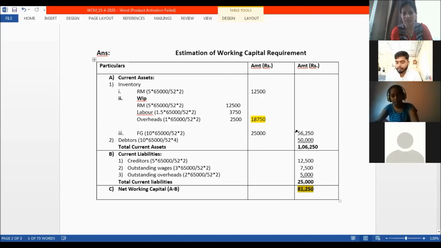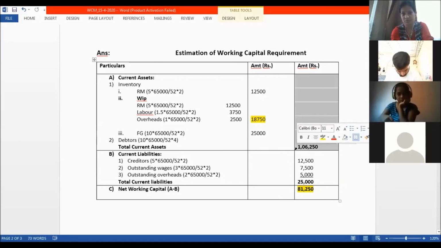This is how we calculate. Why are we minusing this? Because this is good for you. If this time is more, then it means you will get more time to make payments. That is how your requirement will be lesser compared with the requirement of this.